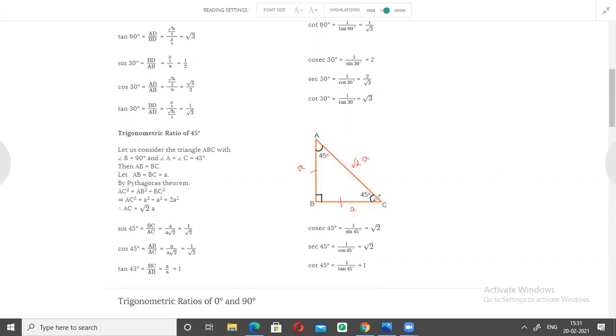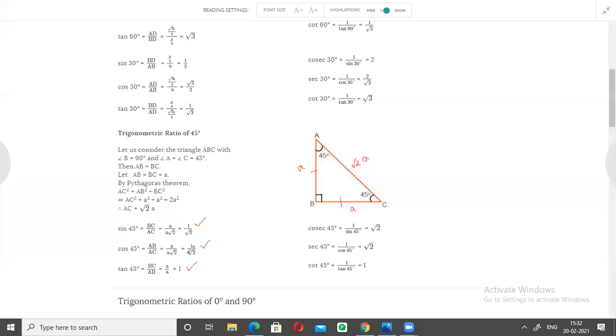So sine 45 degree. Sine 45 degree is opposite side divided by hypotenuse. So A by root 2A, which is equal to 1 by root 2. Similarly, cos 45 degree, adjacent side, which is also equal to A. So A by root 2A, which is equal to 1 by root 2. And tan 45 degree is equal to opposite side divided by adjacent side. A by A is equal to 1.